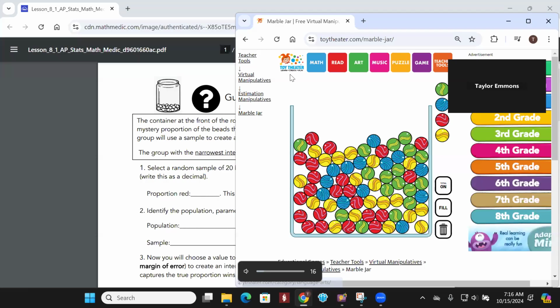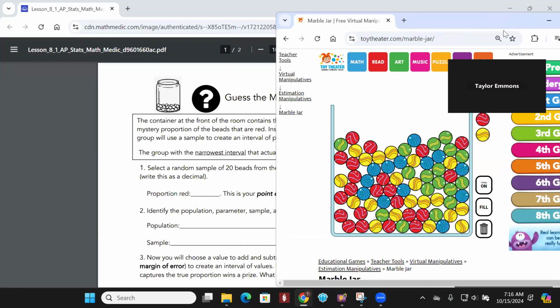All right, let's get started. Here's a container at the front of the room, and it contains thousands of beads. I couldn't find one that actually had thousands, so just bear with me. Imagination, right? The goal is to estimate the mystery proportion of the beads that are red.